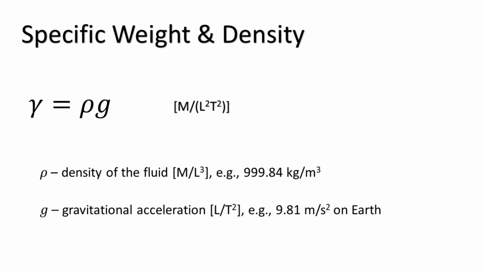For water, a commonly used value of specific weight on Earth is its value at 4 degrees Celsius, which is 9.808 kilonewtons per cubic meter or 62.43 pounds force per cubic foot. This is because the density of water at this temperature is 999.84 kilograms per cubic meter. Additionally, the standard gravity is acceleration due to gravity, usually given in meters per square second, and on Earth usually taken as 9.81 meters per square second.